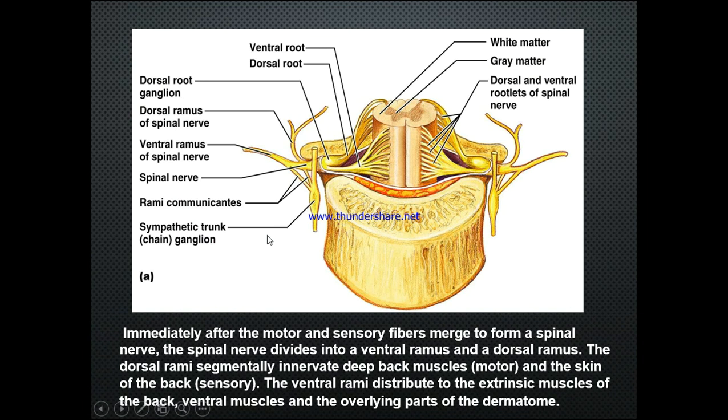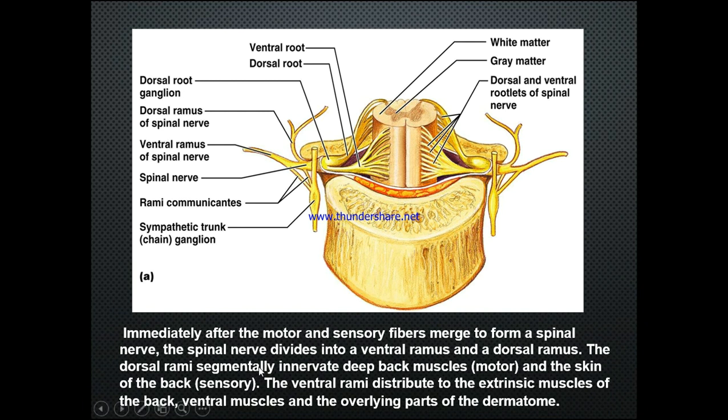So let's look at this anterior view and see how the whole of the spinal cord communicates with the dorsal and ventral root, how we communicate with the sympathetic chain, and how we're going to get GVE, GVA, GSE, GSA to their various places. First of all, immediately after the motor and sensory fibres merge to form a spinal nerve, the spinal nerve divides into a ventral ramus and a dorsal ramus, as we discussed, which go to the anterior and posterior regions of whatever region of the body it is, whether it be the thorax or the abdomen.